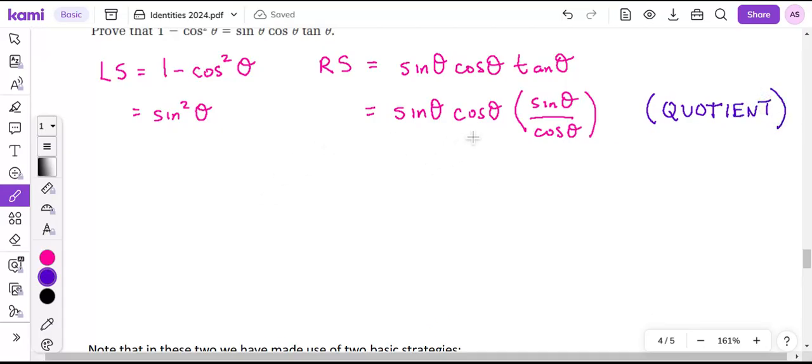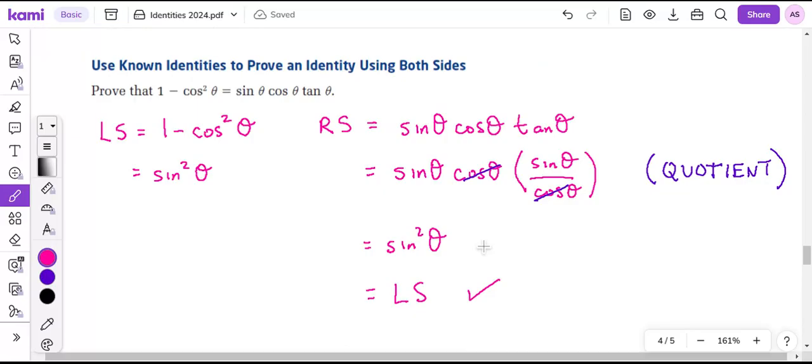Aha! Look at this. Does not cosine theta divided by cosine theta equal 1? Scratch them off. What are we left with? Sine theta times sine theta, that's just sine theta squared. That's just sine squared theta. It's exactly what we showed the left-hand side was equal to. We've shown the right side is equal to the left side. We've proven a more complex identity. We used the Pythagorean identity there, and we used the quotient identity as well. Very cool. We've done 2.